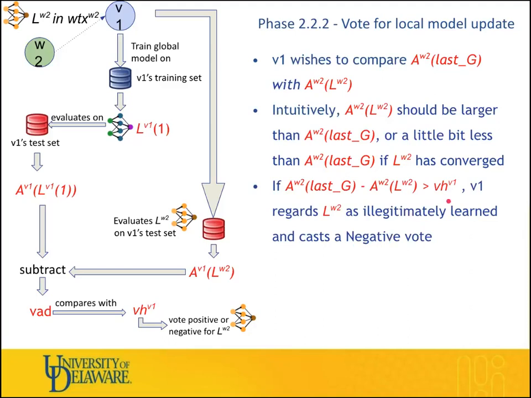Notice that this validated threshold value should always be positive. So if this difference is negative, which means LW2 brings an accuracy boost, V1 would regard LW2 as legitimately learned.